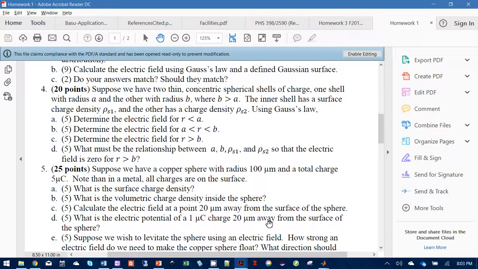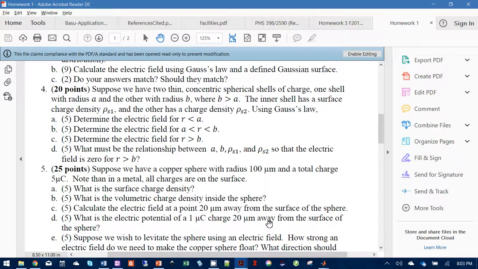Yes. Oh yeah, I'm sorry. They're both surface charge densities. Thank you for that clarification.